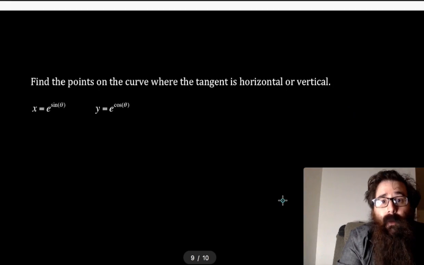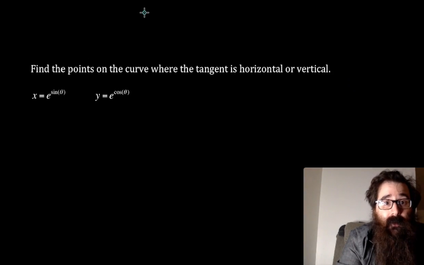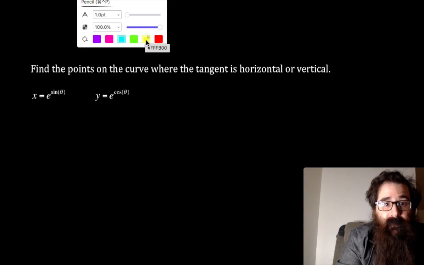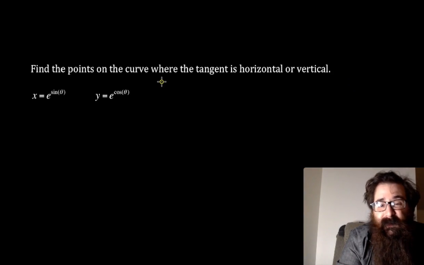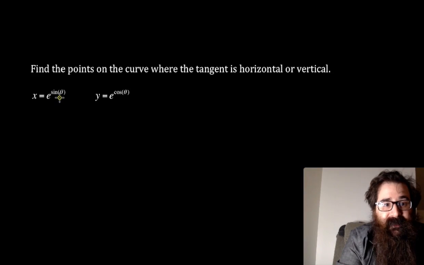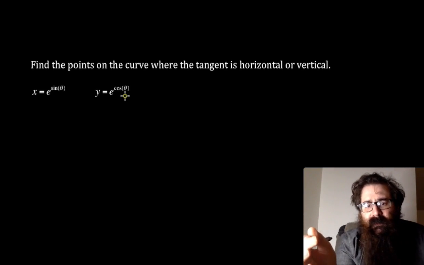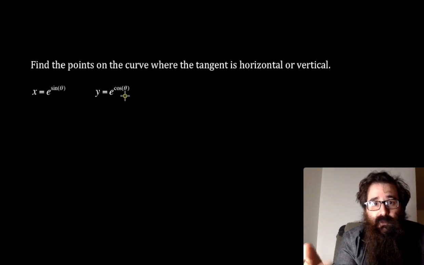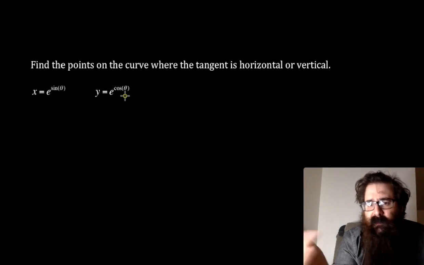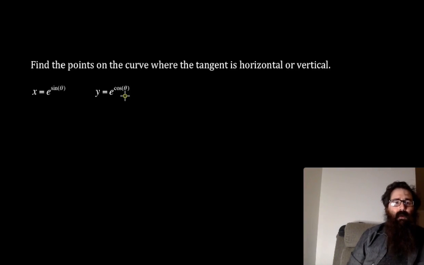We'll take a look at one more example, and then that's going to be it for our daily problem set today. I want to find the points on the curve where the tangent is going to be horizontal or vertical. Here I'm given x is e to the sine theta, and y is e to the cosine theta. Now there's nothing really special about parameter t. T is common nomenclature for these parametric equations, but it could be any other variable, and we would still regard it the same.